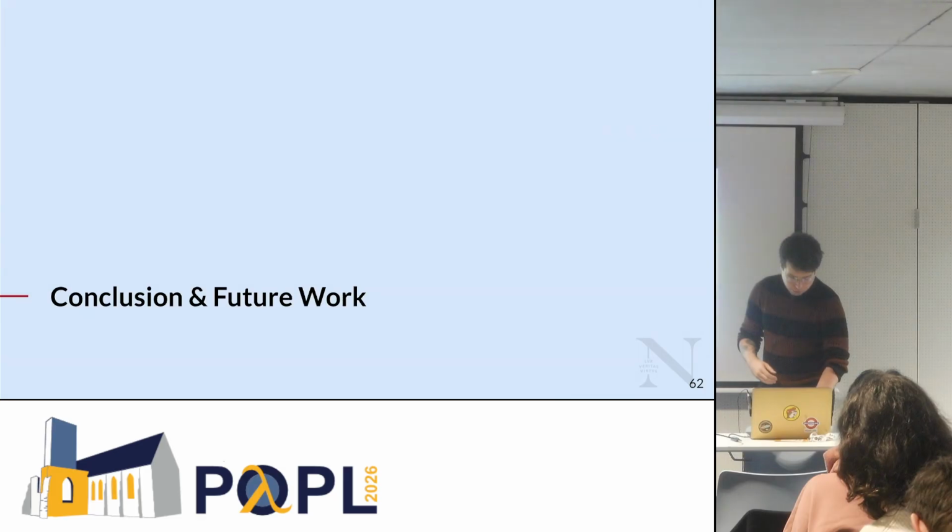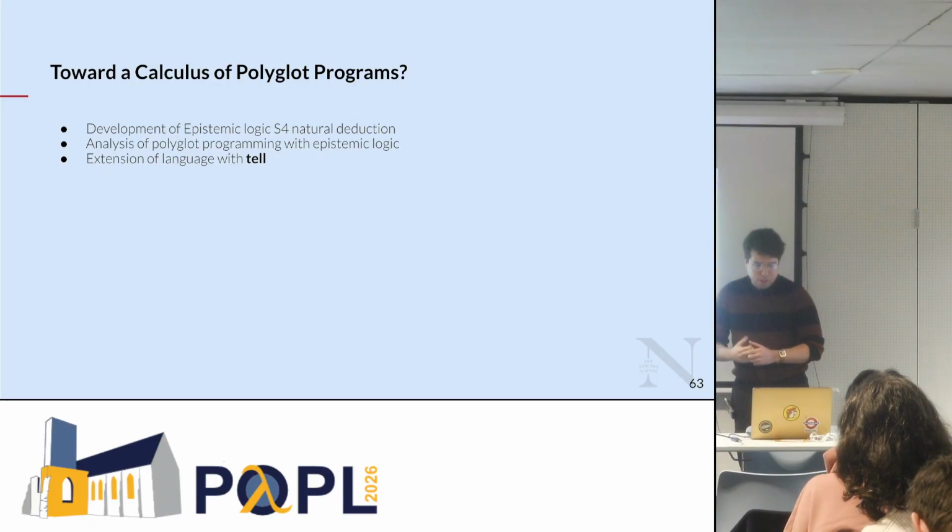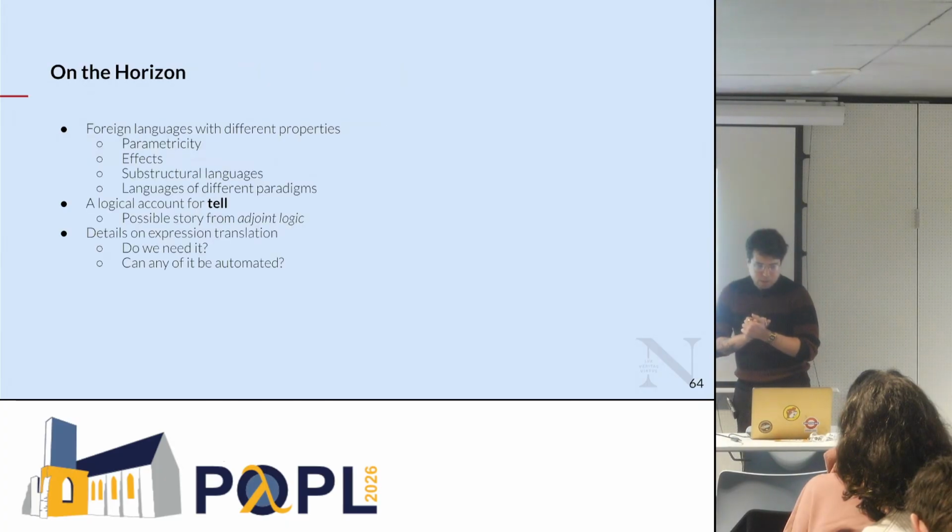All right, conclusions and future work. So, we developed the epistemic S4 natural deduction system. We kind of reinterpreted it and gave an analysis of polyglot programming, and then we extended it with the tell expression. And on the horizon, we of course want to think about foreign languages with different properties, parametricity, effects, and so on and so forth. We want a logical account for tell.